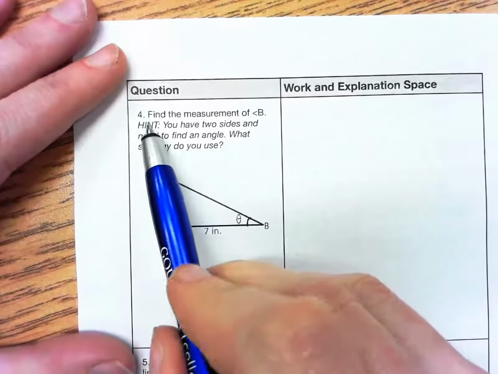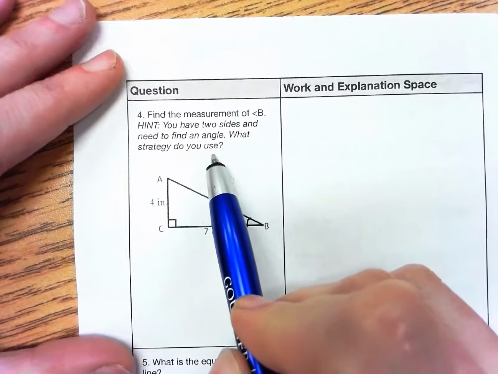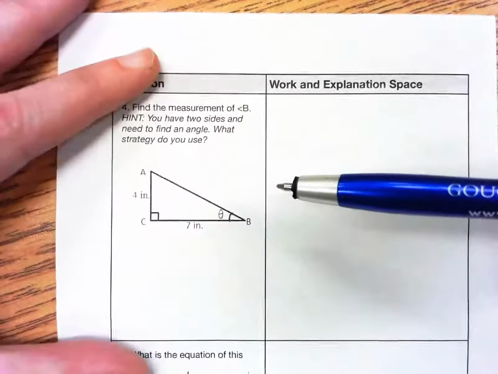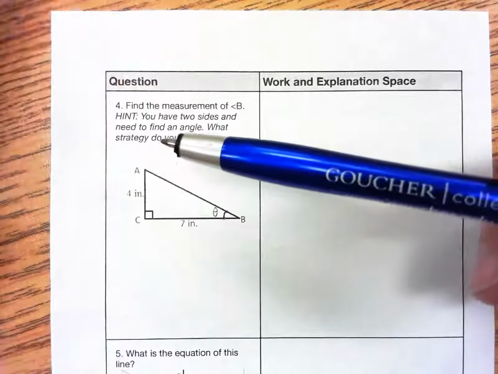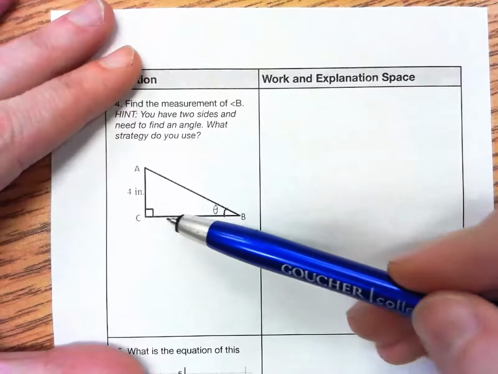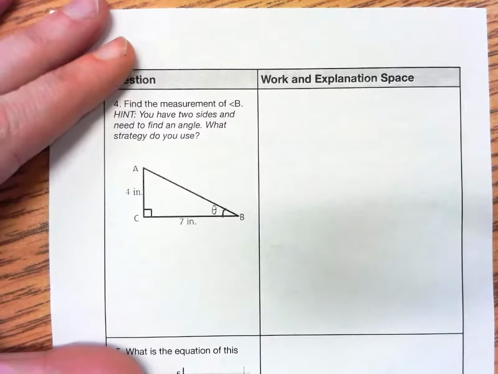And then it gives us a hint. You have two sides, and you need to find an angle. What strategy do you use? So that's a great question. And in fact, if you go back to your note cards, your little flashcards, or you could go back to the lesson review that we did, if we have two sides and we need to find an angle, we're going to use inverse trigonometric ratios. So we're going to use those.